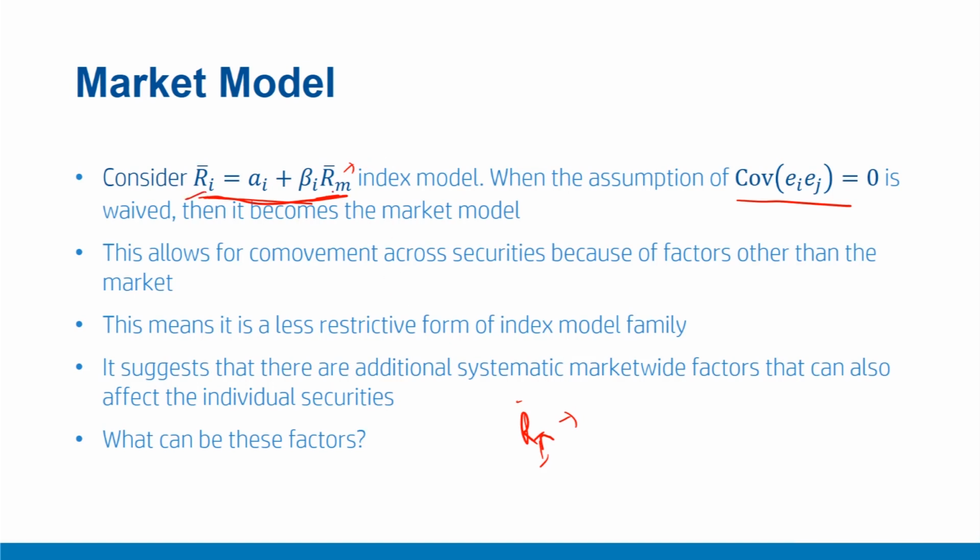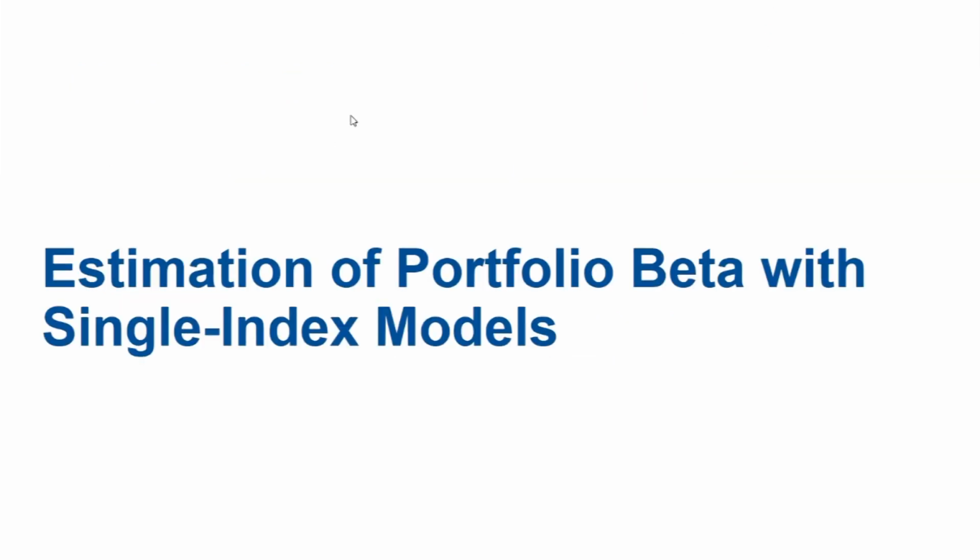The market model allows the presence of these factors and says that there can possibly be these factors which can cause correlation between the error terms, between two errors like Ei, Ej, because of factors like the industry factor, and they may not be on account of the market factor. So this is the market model, which is a special class of single index model which assumes the covariance between Ei and Ej is not equal to 0. It can be non-zero.